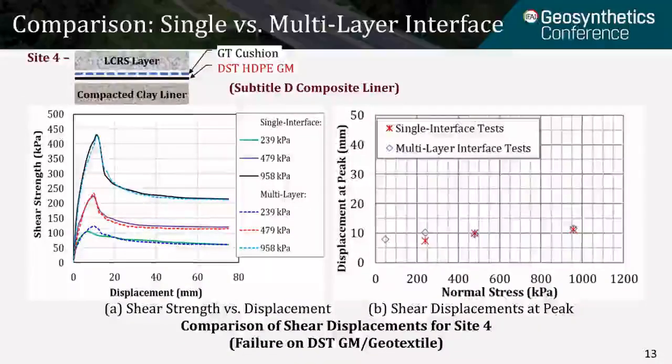Site 4 consisted of a Subtitle D liner with compacted clay liner underlying textured geomembrane. Critical interface was textured geomembrane versus geotextile. Results from both test methods show excellent agreement.